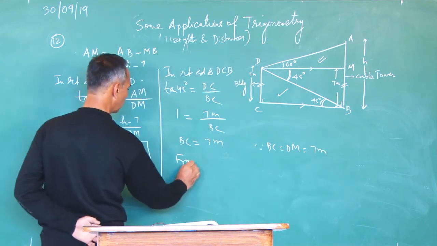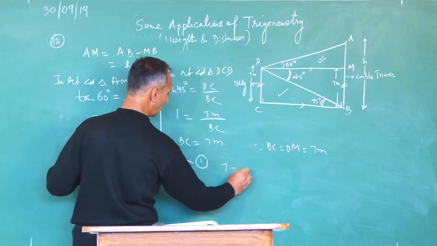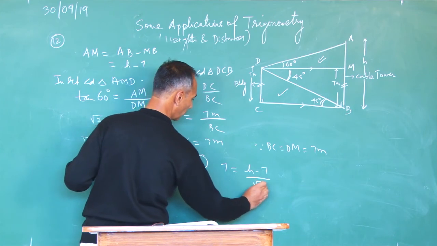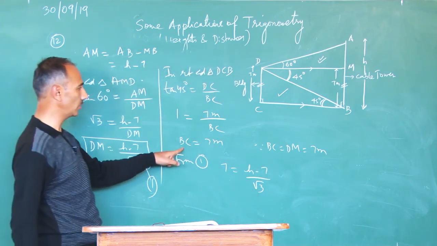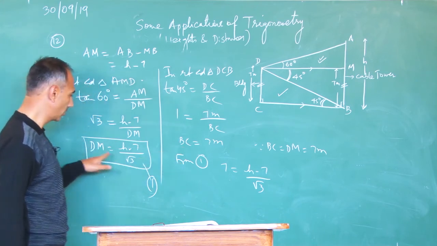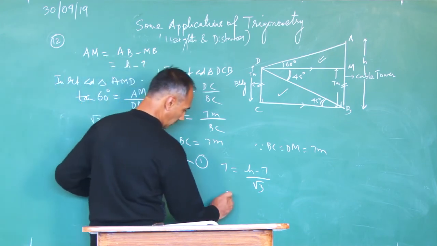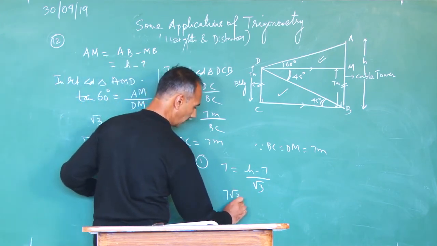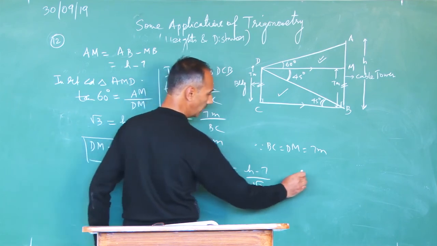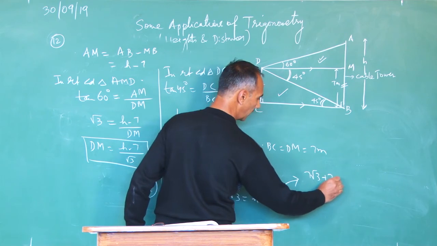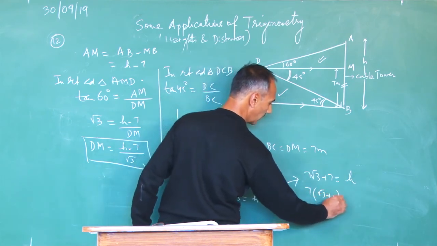Therefore, from equation 1, this is 7. 7 is equal to H minus 7 by root 3. This DM is same as BC, which you calculated by entering the other right triangle. So this is 7. 7 is H minus 7 by root 3. Cross multiplication. 7 root 3 will be H minus 7, or that has to be 7 root 3 plus 7 is H. Solving it, take 7 common, root 3 plus 1 is H.